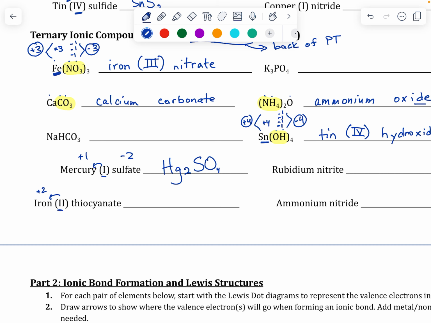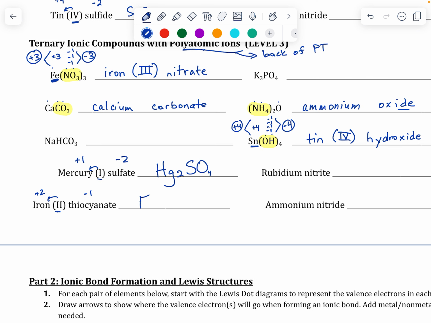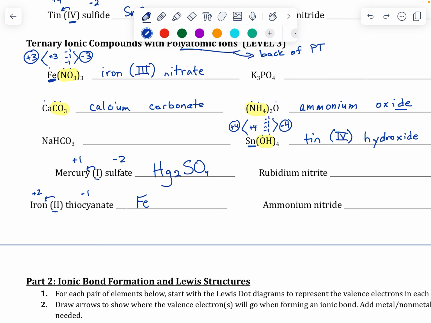Thiocyanate is a -1 ion charge. Again, that's on the back of the periodic table. You end up with iron here. And now, you can do the crisscross method if you want, we will need 1 iron, and we will need 2 thiocyanate groups. And because we need more than 1, we have to put it in parentheses.